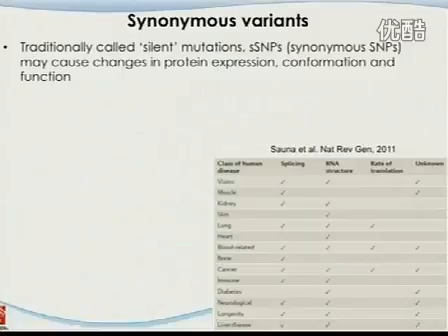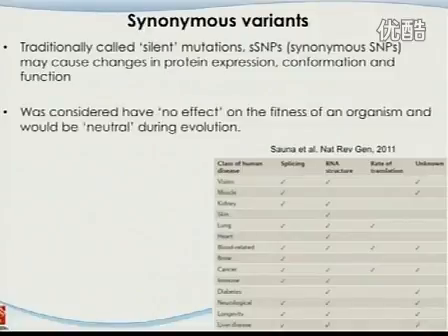They may cause changes in protein expression, conformation, and function. And this table lists most of the currently known synonymous variations that cause different diseases. You can see vision, muscle, kidney, and each individual tissue with human disease, where potentially a lot of synonymous variations have been discovered in previous studies that can cause disease. So we really shouldn't ignore this part of the information.